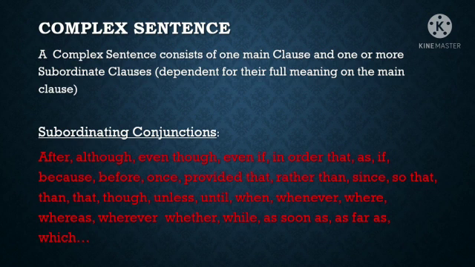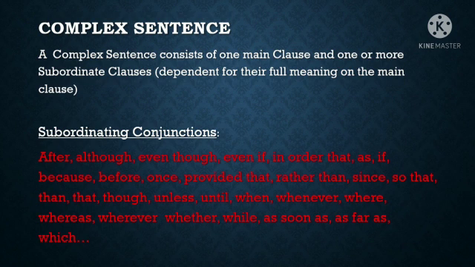See, a subordinate clause always begins with a subordinating conjunction. You should not forget this, okay? A subordinate clause always begins with a subordinating conjunction. Some of the subordinating conjunctions are: after, although, even though, even if, in order that, as, if, because, before, once, provided that, rather than, since, so that.